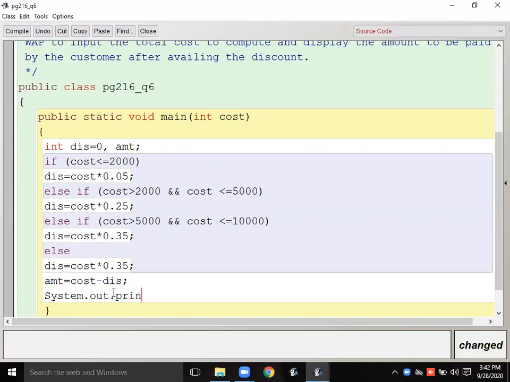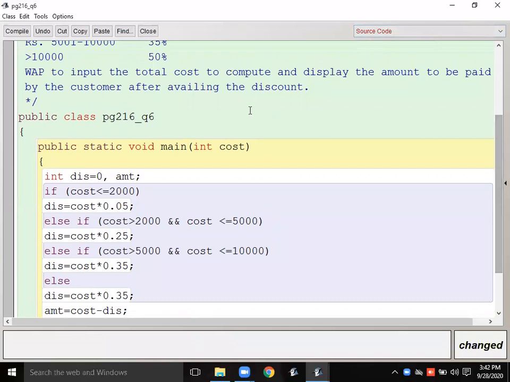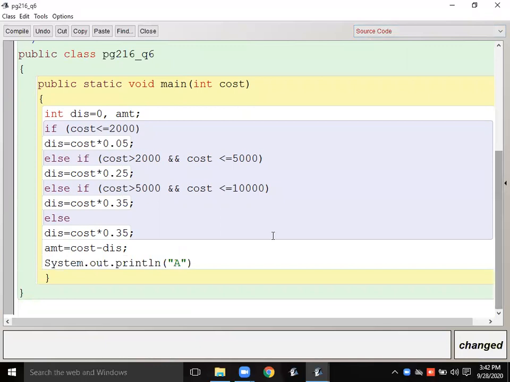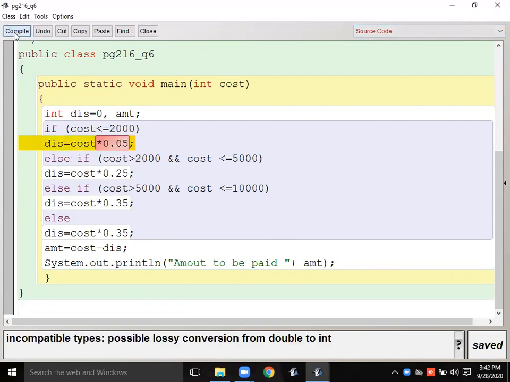System dot out dot println. Compute and display the amount to be paid. See, in the question it is given compute and display the amount to be paid. We have to display only the amount to be paid. So amount to be paid plus amt, which is the variable. That is only. See that compilation.